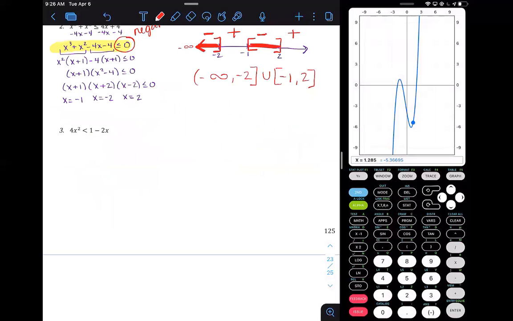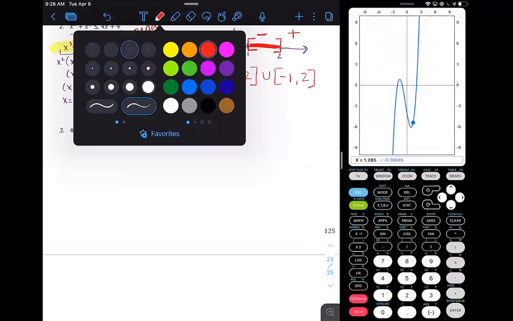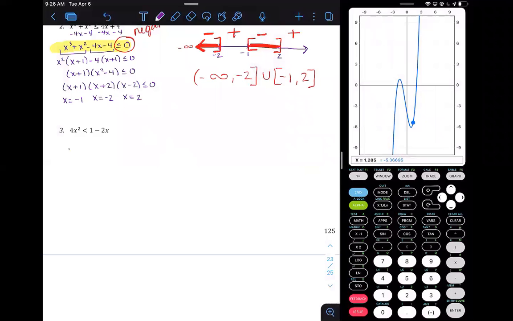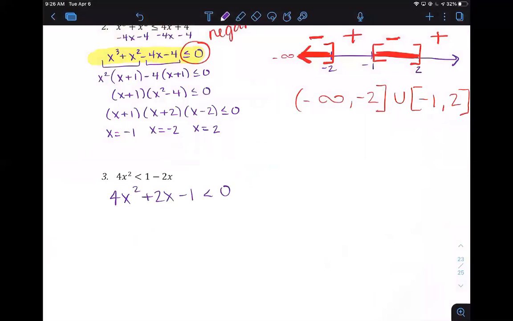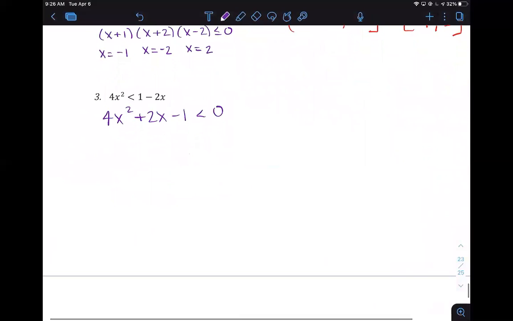The difference here is that it can't factor. So if you set this equal to 0, you get 4x squared plus 2x minus 1 is less than 0. There aren't any factors in -4 that add to be 2. So if you need to solve for x, how are you going to have to do that? Quadratic formula.